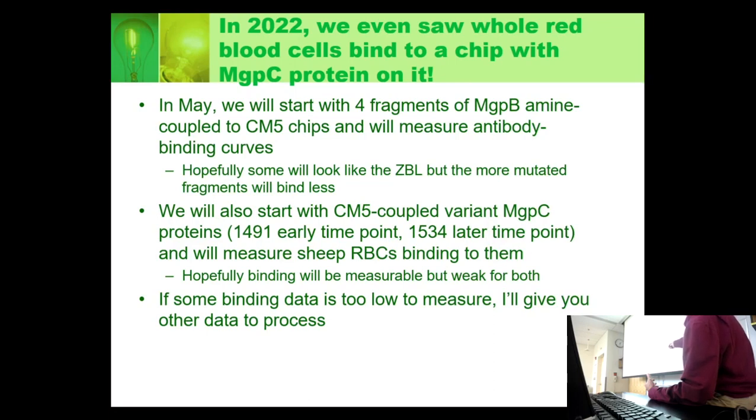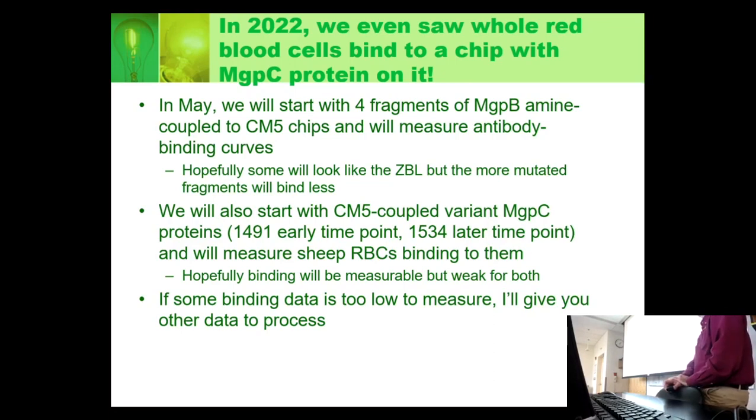I'm hoping that we will see binding, but it will be weak binding. And it's always a trick when we're dealing with weak binding, dealing with fluctuating baselines and stuff like that. But we will basically just keep working on it, and we just don't expect research results to be perfect. That's part of the whole lesson, that we'll work through it either way.